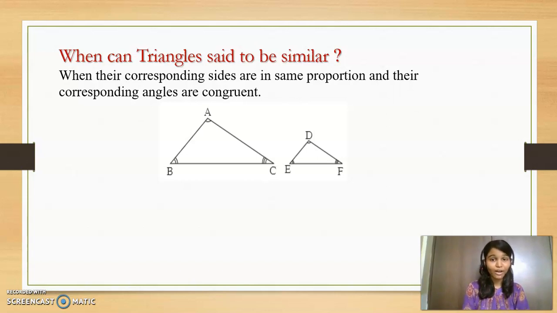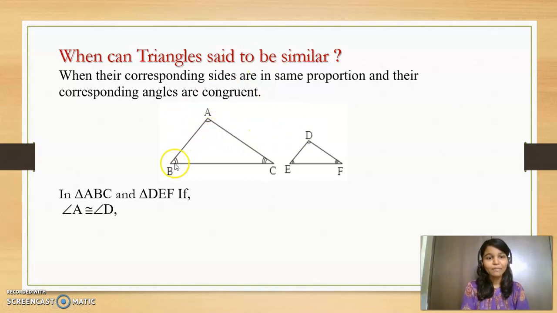Each angle of one triangle should be congruent to its corresponding angle of another triangle, and each side of one triangle should be in proportion to the sides of the other triangle. So you have a total of 6 conditions. That is, if we take these two triangles, triangle ABC and triangle DEF, angle A should be congruent to angle D, angle B should be congruent to angle E, and angle C should be congruent to angle F. And one more condition, that their corresponding sides should be in proportion.